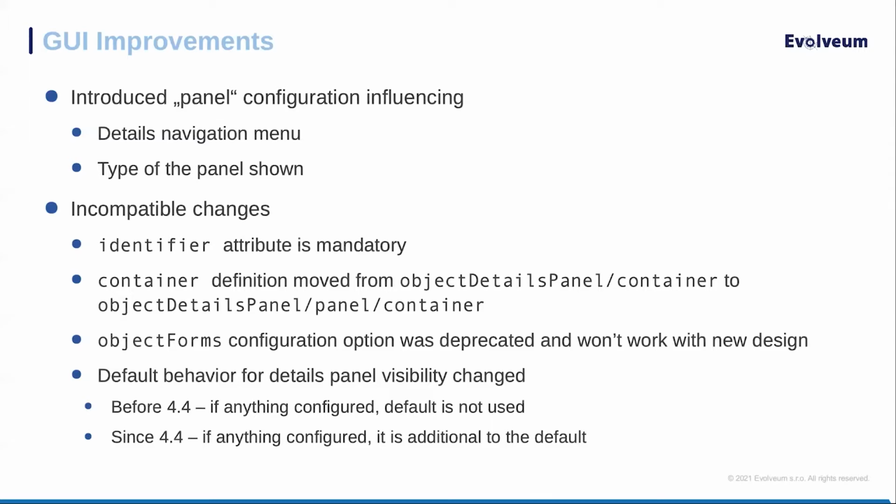Also, configuration for virtual sections was moved one level down, so we can now know on which specific panel which virtual section should be shown. The old way of configuring virtual sections should work. However, it won't be possible to say on which specific panel the virtual section should be shown.